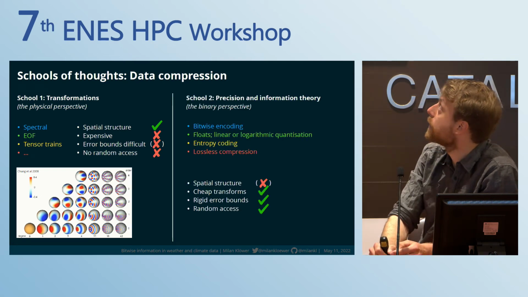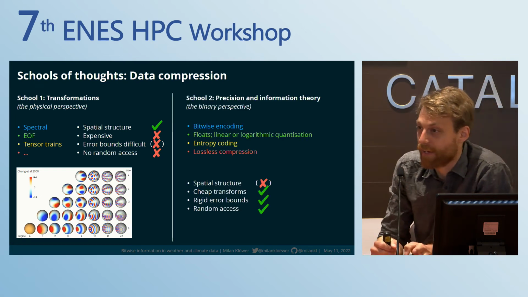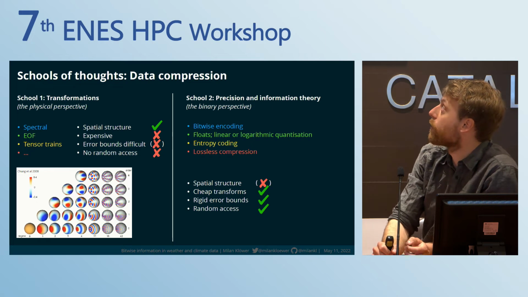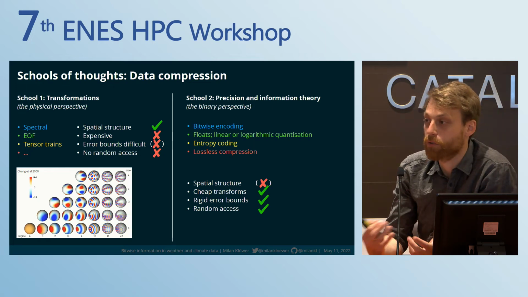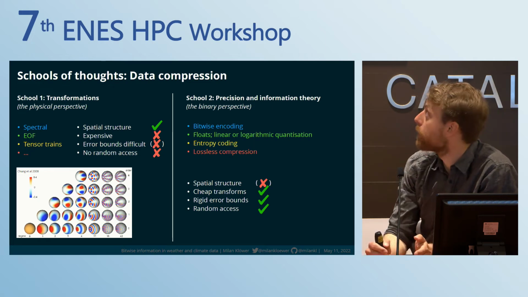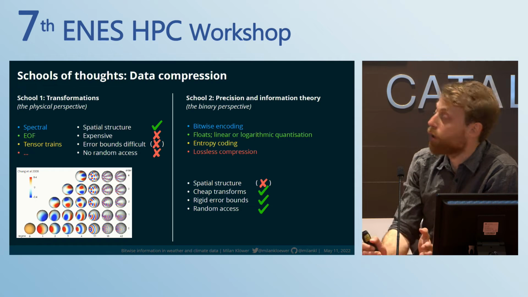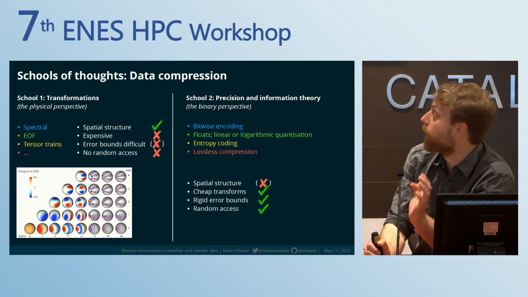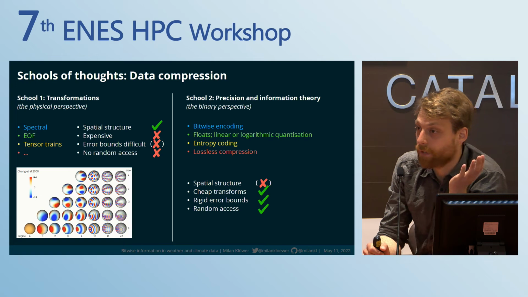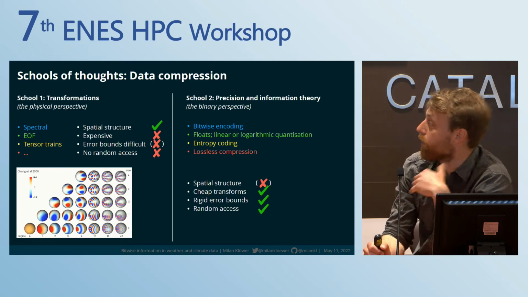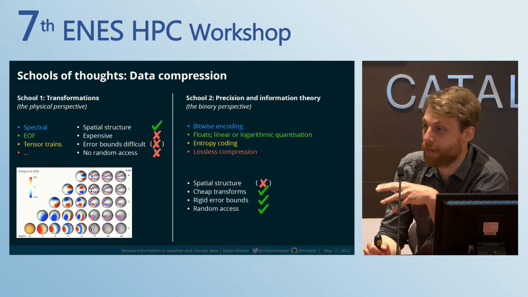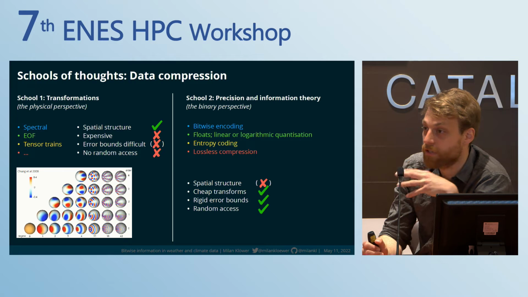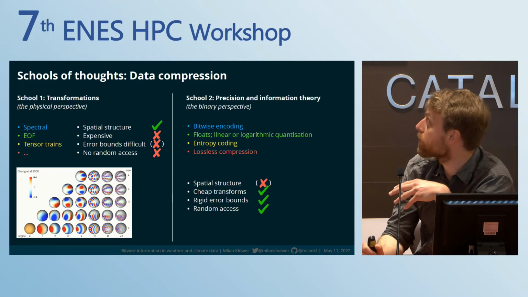On the other hand, there's the binary perspective in terms of data compression, where we really think about bitwise encoding. So you have a value, how do you represent it in bits? Then we talk about things like floats. Do you use some kind of linear quantization? What kind of entropy encoding do you use? We talk about things like lossless compression, and they're not necessarily designed to really fit the spatial structure, right? Because they're literally just zeros and ones, and you just think about a bit stream.